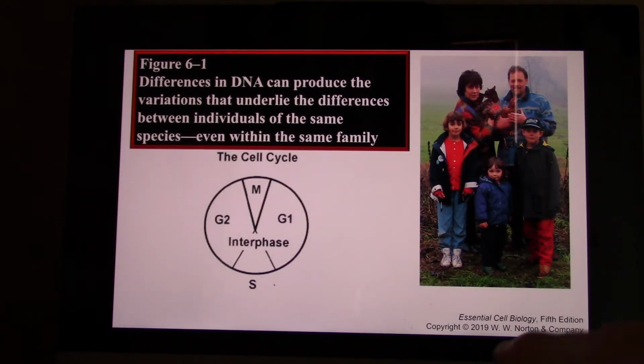So in the cell cycle, of course, we've got interphase, which includes G1, S, and G2, and then we have M phase, and that's division. So to divide the cells so that we can have mitosis during development and make all of the cells of our body. And also meiosis is M phase, so that we can make the gametes that will make the next generation.